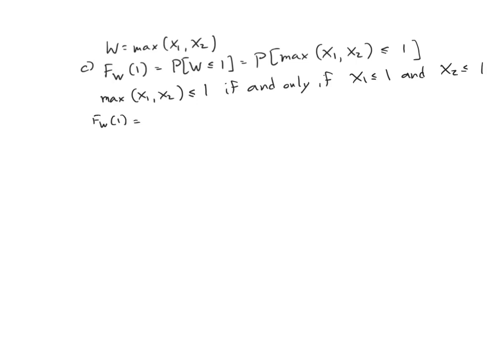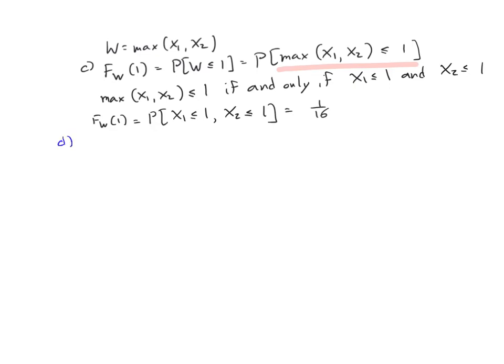So the CDF of W is in fact this probability, the probability the max is less than or equal to 1. But this is in fact exactly the probability that x1 is less than or equal to 1 and x2 is less than or equal to 1. And you could do the previous steps over again, but this is precisely what we found in part B. This is equal to 1/16. So now we're ready for the final part of this problem.